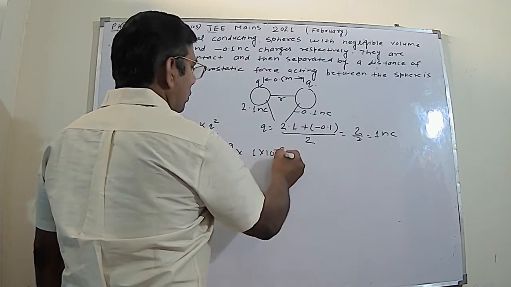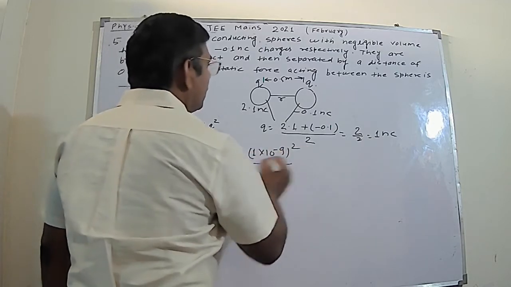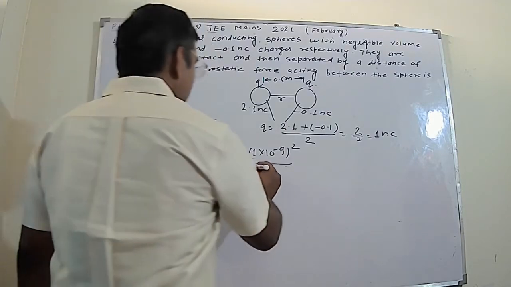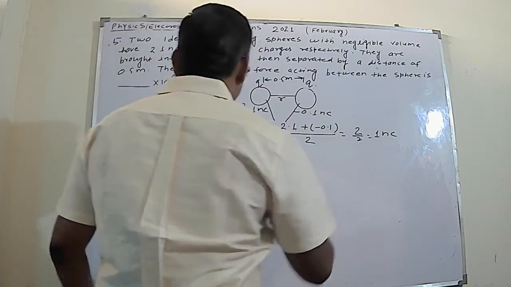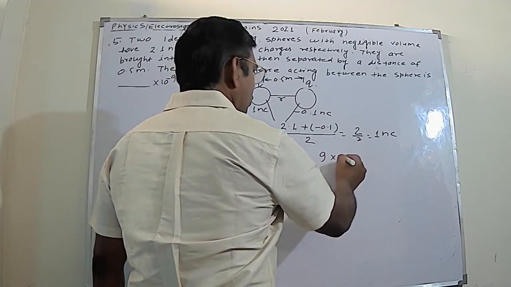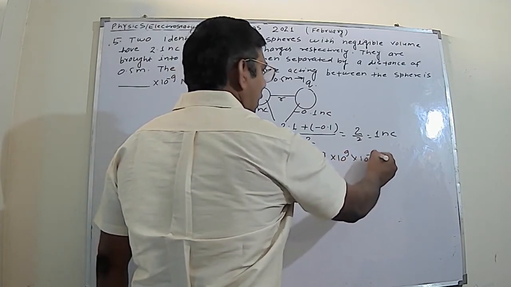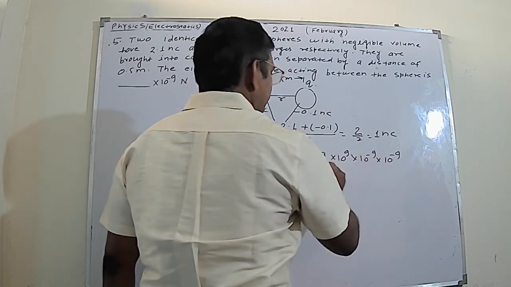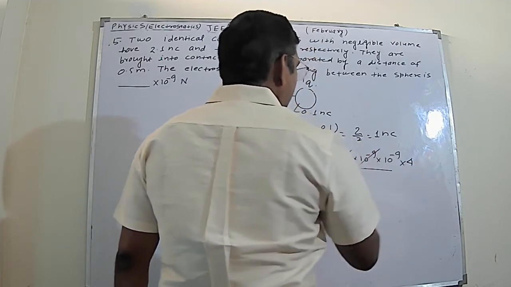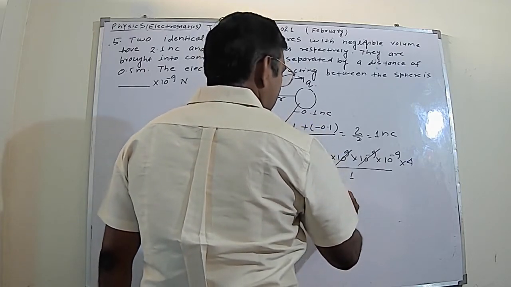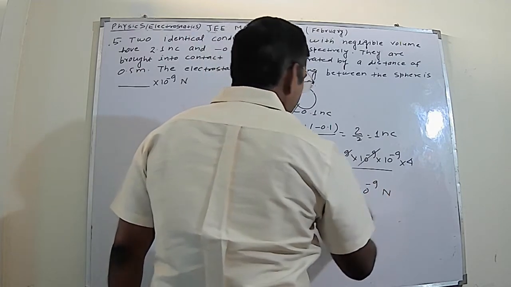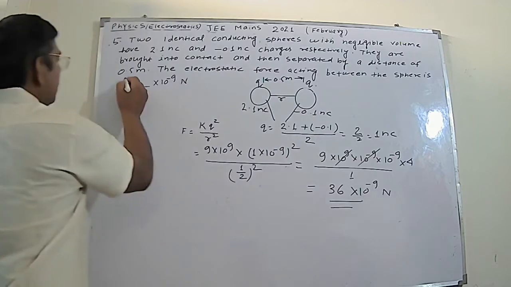One into this one, and what is R? R is half meter. We are writing everything in SI unit. So here half. Further we can simplify this, and it will be 9 into 10 to the power 9, into 10 to the power minus 9, divided by 4. So this one will go, and we can write 36 into 10 to the power 9 Newton. Okay, so here the answer will be 36.